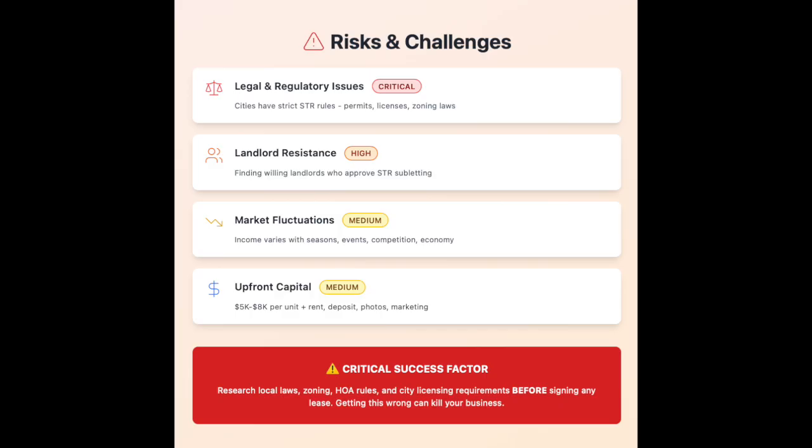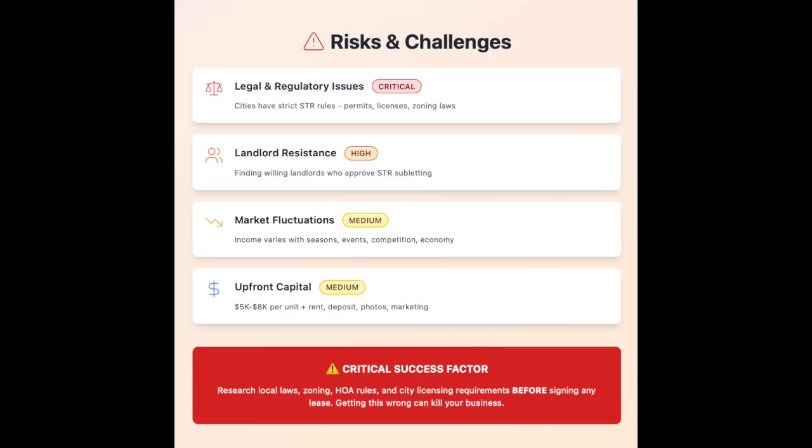It really stresses that lots of cities have brought in strict rules. You might need special permits, licenses. Sometimes there are limits on which properties can even be used for STRs, or, in some places, outright bans, especially if you don't live in the property yourself. The source is emphatic. You have to research the local zoning laws, any HOA rules, city licensing before you even think about signing a lease.